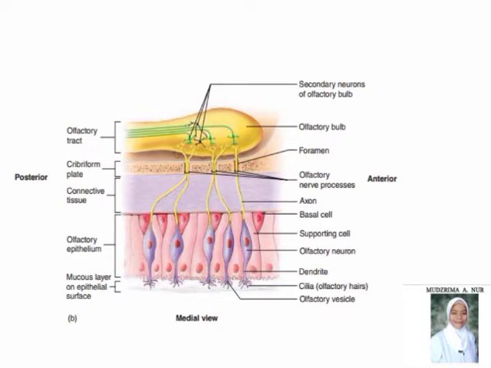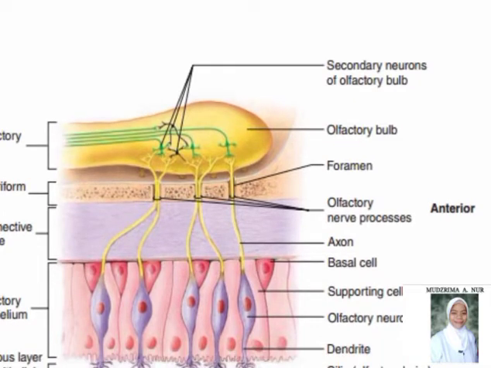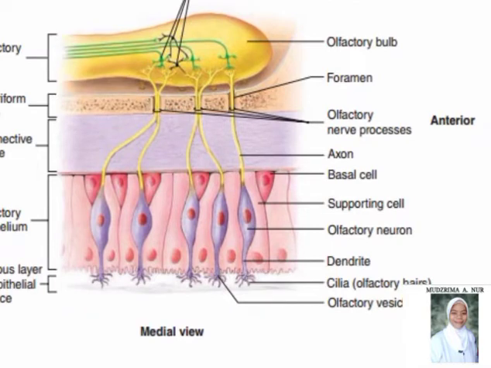So in this slide, we will talk about the posterior and the anterior parts of the olfactory system of the nose. In the posterior part, we have an olfactory tract, cribriform plate, connective tissue, olfactory epithelium, and the mucous layer on the epithelial surface. In the anterior part, we have the secondary neuron of the olfactory bulb, again, olfactory bulb. We also have a foramen, olfactory nerve processes, axon, basal cell, supporting cells, olfactory neurons, dendrite, cilia or olfactory hairs, and the last one is the olfactory vesicles.